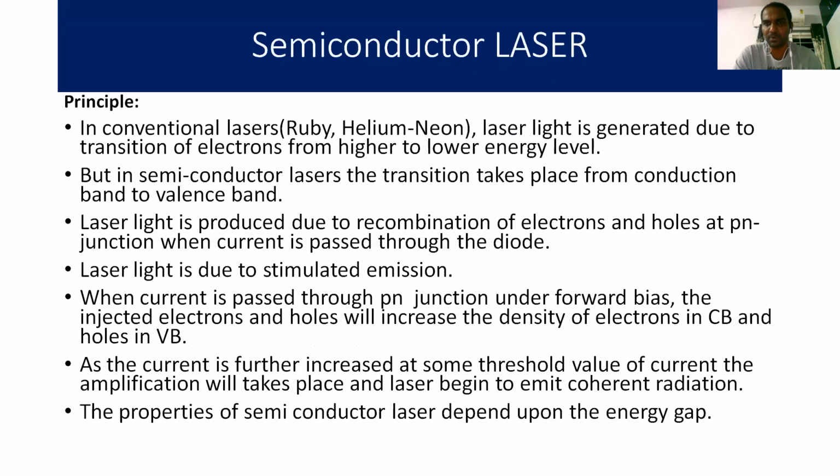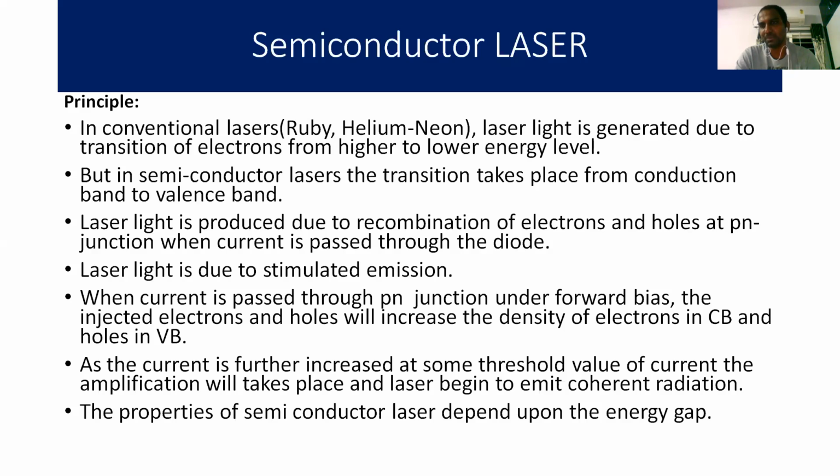What is the basic principle behind the production of this semiconductor laser? If you consider the conventional lasers like solid state laser and gas laser, examples are ruby laser and helium neon laser, laser light is generated due to the transition of electrons from higher energy level to lower energy level.